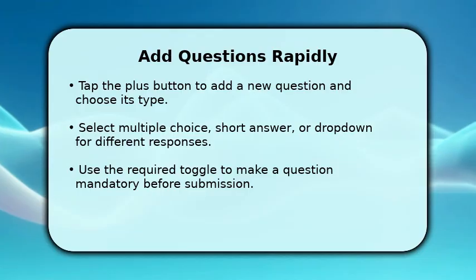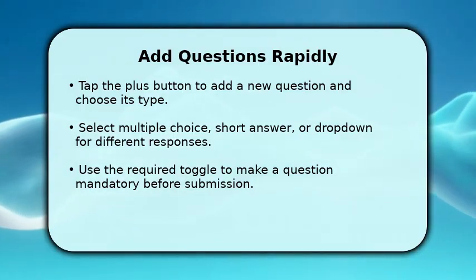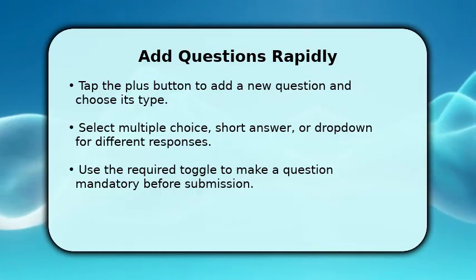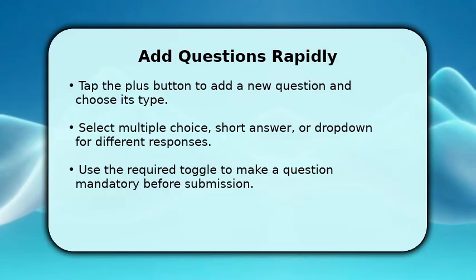To add images or videos, tap the image icon and upload or paste a link. Rearrange questions by dragging the handle on the right side of each item. Preview the question flow using the eye icon at the top right.